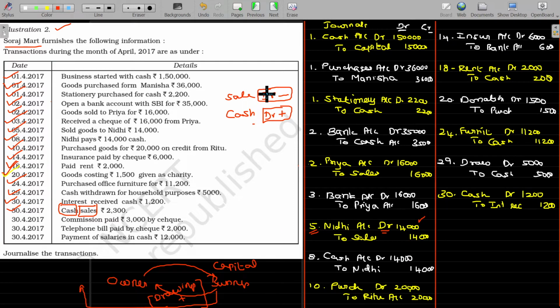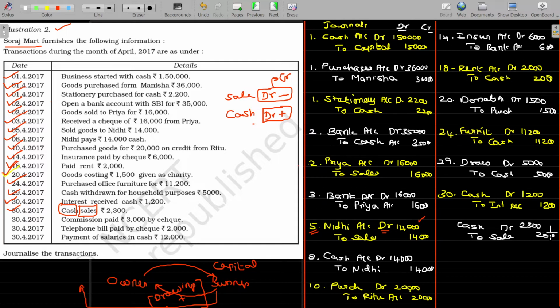Sale by default is a debit balance. Sale means what? It's nothing but goods. Goods, if you have, then it's always a debit balance. On sale, that debit balance should be reduced. To reduce the debit balance, it should be credited. So sales should be credited and cash should be debited, right? So on the same date, the entry being cash account debit to sales, the value being 2,300.